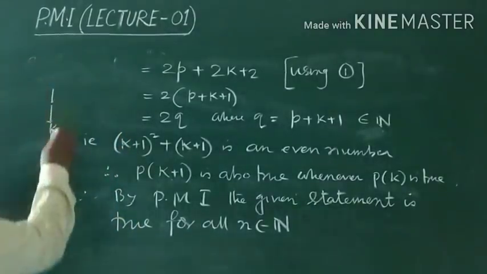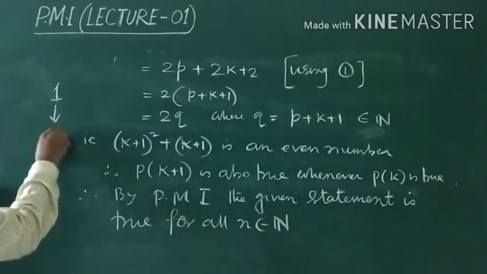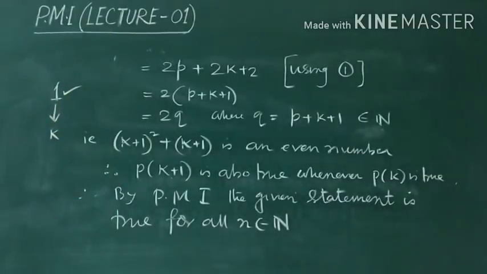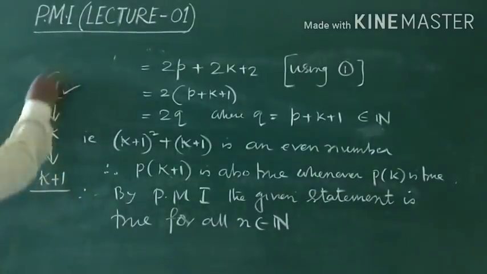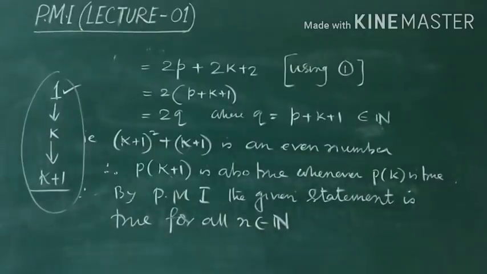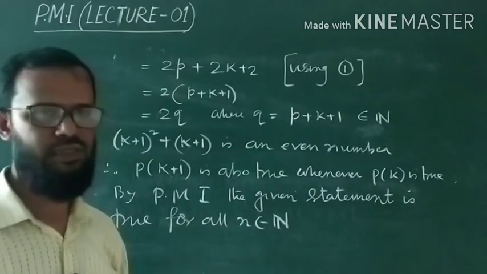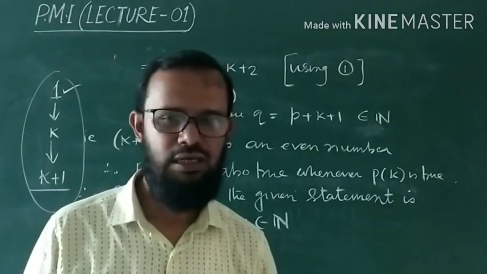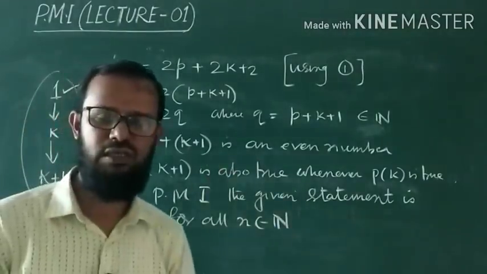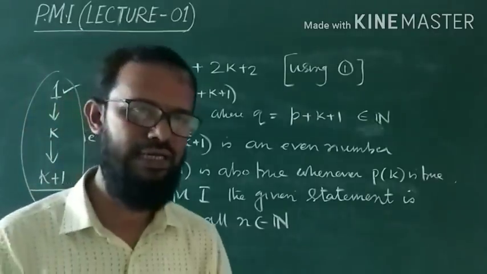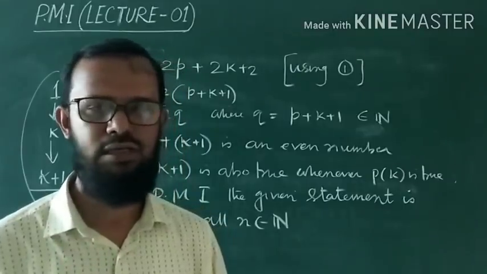When this sequence is followed, you first prove that it is true for 1, and suppose that it is true for k, and then if you prove that it is true for k plus 1, then from this sequence you can say that it is true for all natural numbers, and which we follow and prove it, and hence the given statement is true. So this is actually mathematical induction, and I have solved a very simple question and tried to give you the idea about how to apply mathematical induction to solve a particular question.